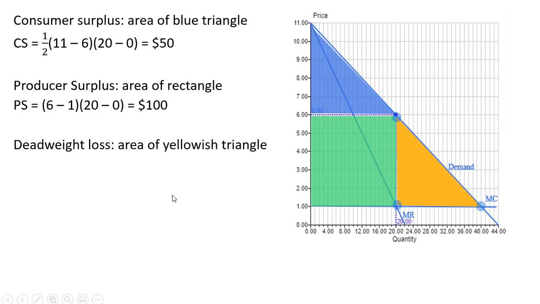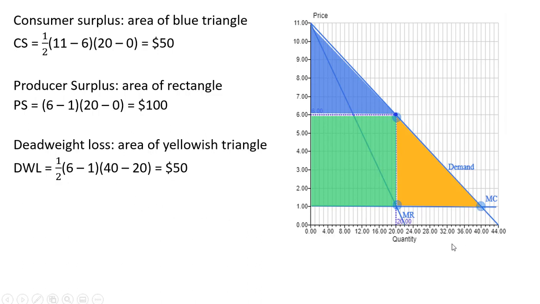And finally, the deadweight loss is going to be the area of this yellowish, goldish looking triangle. So again, it's a triangle, so 1/2 base times height. And the dimensions of this triangle are 6 minus 1 and 40 minus 20. So we get a deadweight loss of $50. The only issue here is where did that 40 come from?